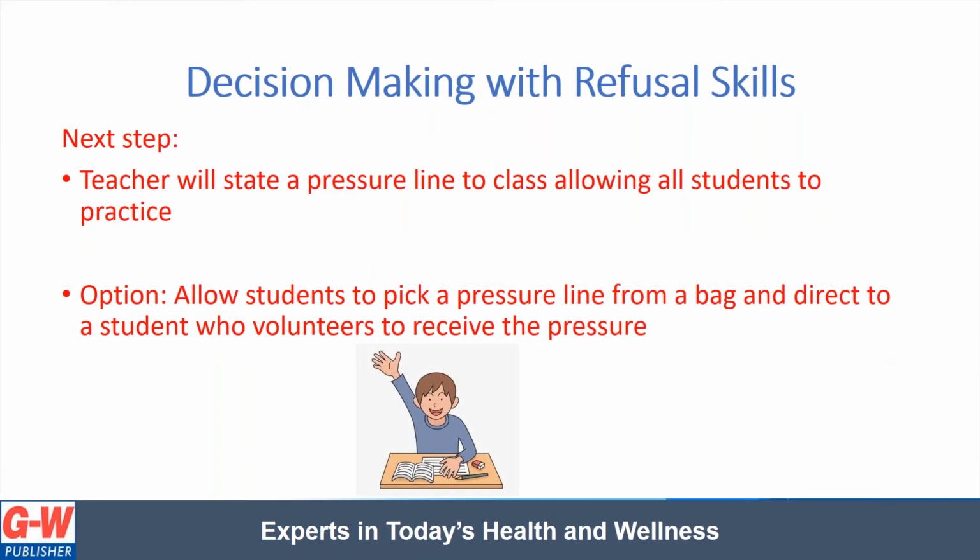So as we continue to progress this skill, students have had a chance to practice on paper with a partner looking at scenarios. Now they've also had a chance to practice with a partner, reading the pressure line and thinking about how they would respond. So in this activity, I want to put students in a more real life situation. So I would instruct my students that I'm going to pick a pressure line from a bag, and they will not have a chance to see it ahead of time, but I want them to imagine they're actually in that situation. And once I read it, I want them to think for just a moment and think about how they would respond in this situation, assertively communicating no.